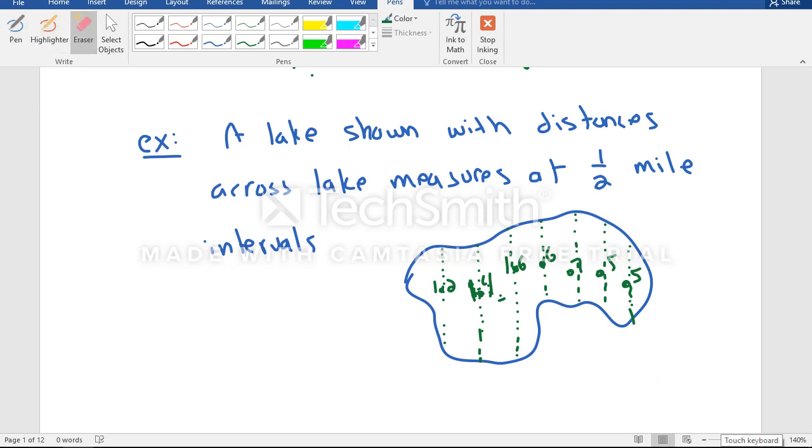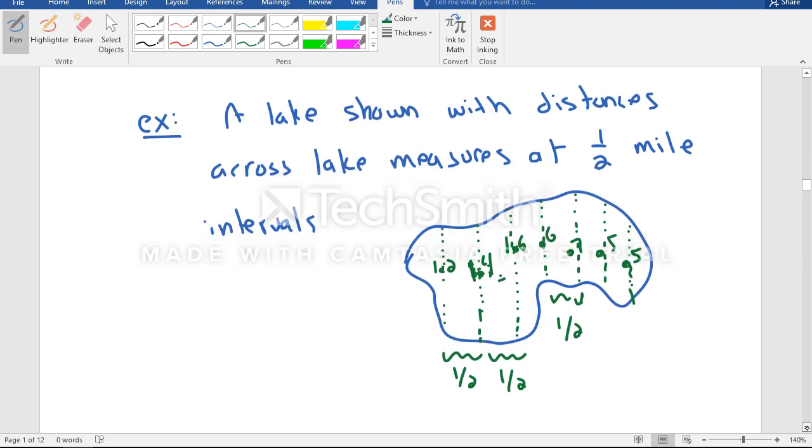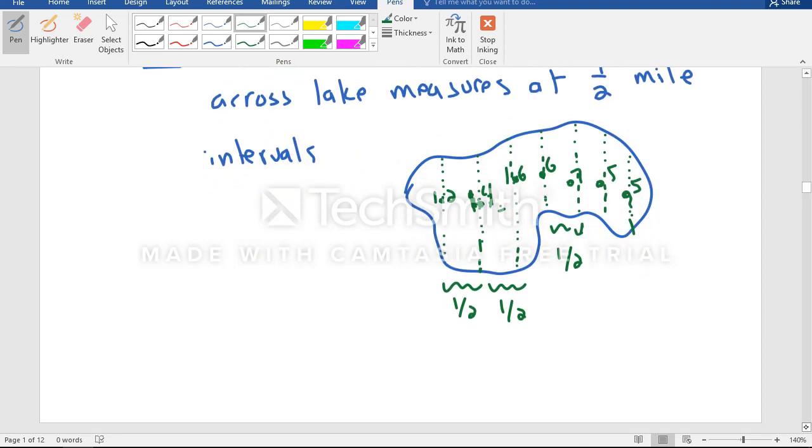Now we were told that the intervals between these measurements were half a mile. So we have a half mile between those, a half mile between those, so on and so forth. We have a half mile between those as well. So let's say we want to estimate the area of the lake.